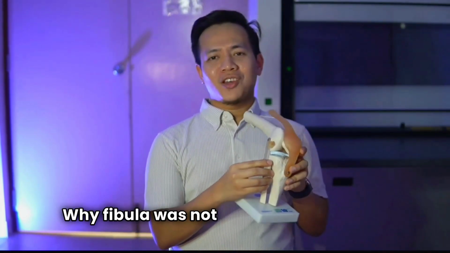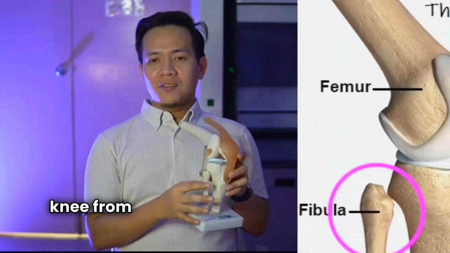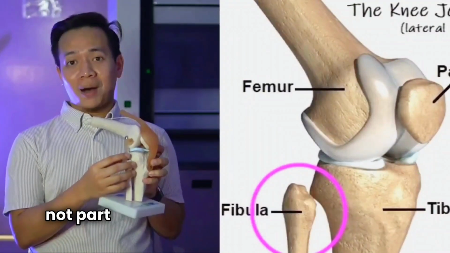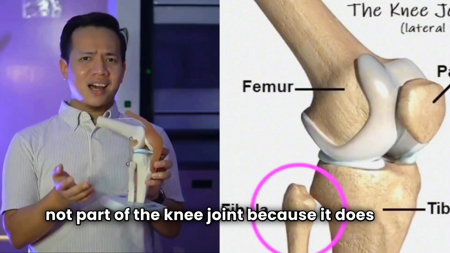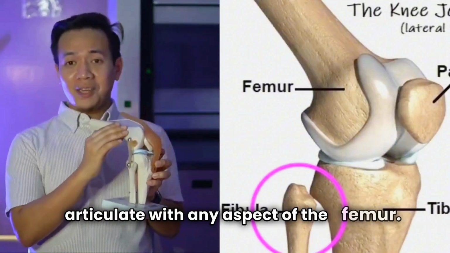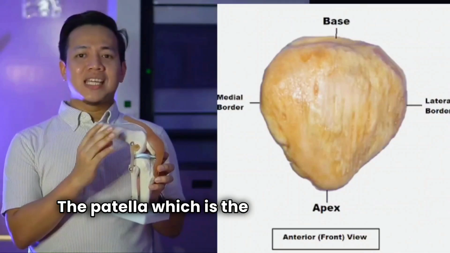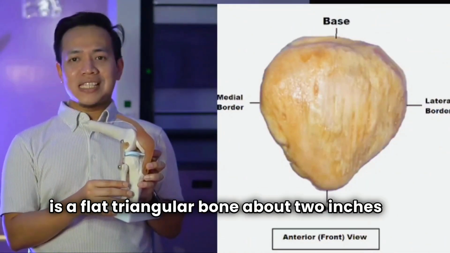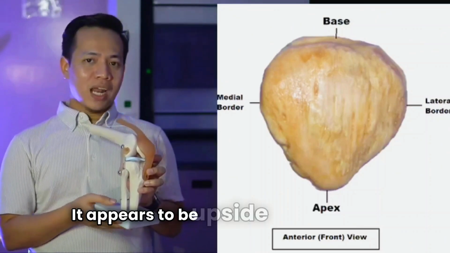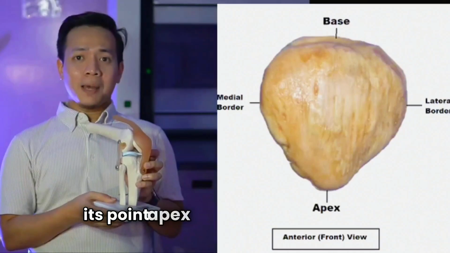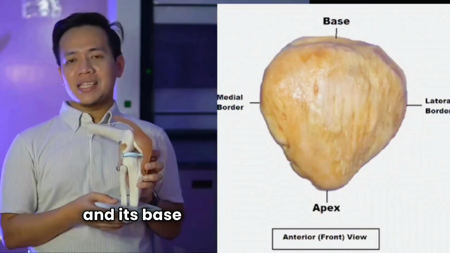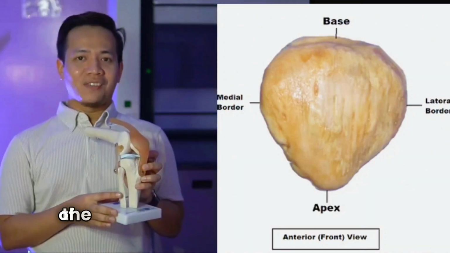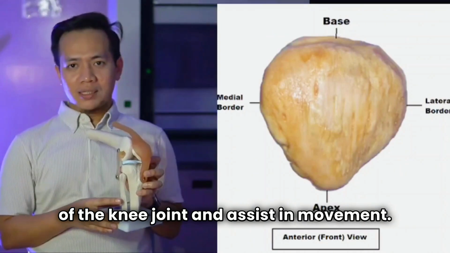Why was the fibula not stated as a part of the knee? Ranger 2014 mentions that the proximal fibula is not part of the knee joint because it does not articulate with any aspect of the femur. The patella, which is the largest sesamoid bone in the body, is a flat triangular bone about 2 inches in size. It appears to be upside down because its point, the apex, is at the inferior border and its base at the superior border. The patella serves to protect the anterior aspect of the knee joint and assist in movement.